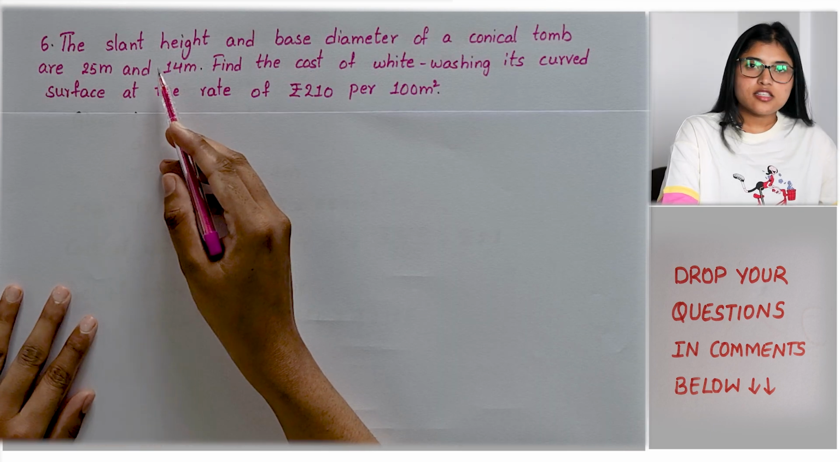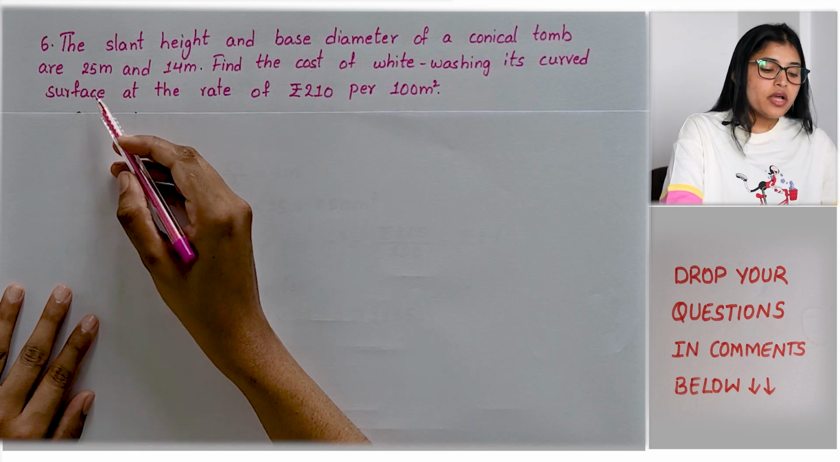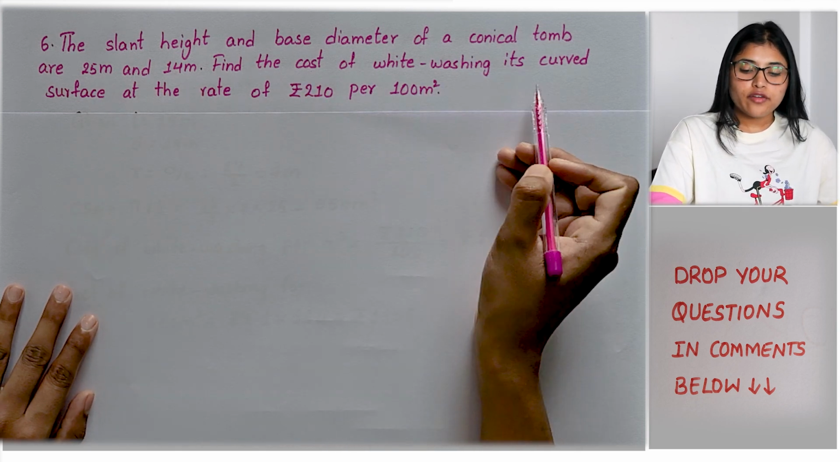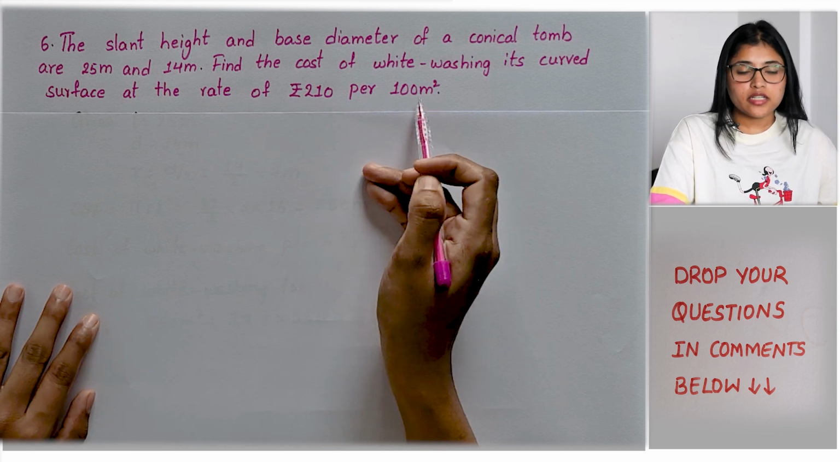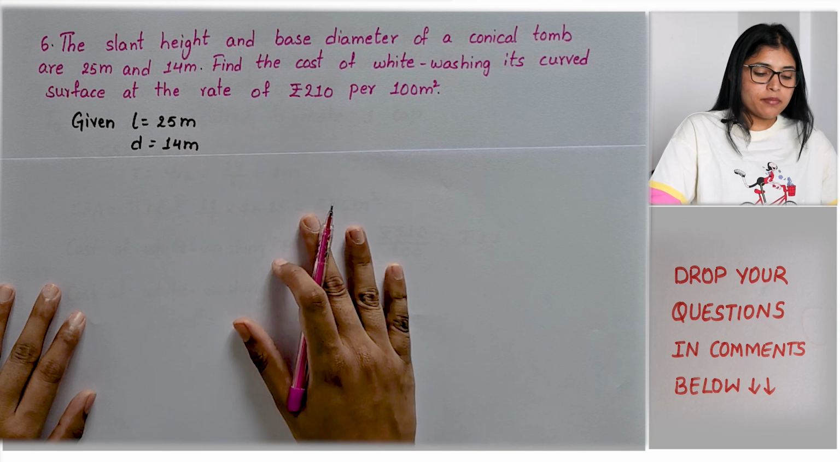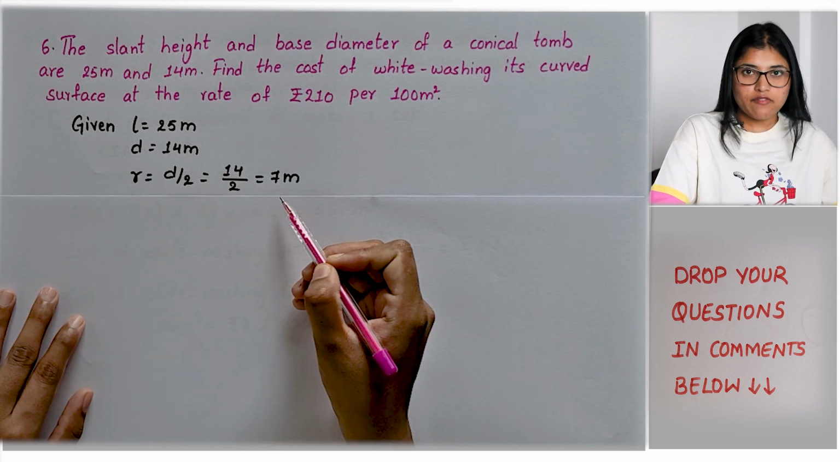Let's take a look at the sixth question. The slant height and base diameter of a conical dome are 25 meters and 14 meters. Find the cost of whitewashing its curved surface at the rate of 210 per 100 meters square. Now I have been given the slant height and the diameter. Finding the radius from the diameter, I get the radius as 7 meters.